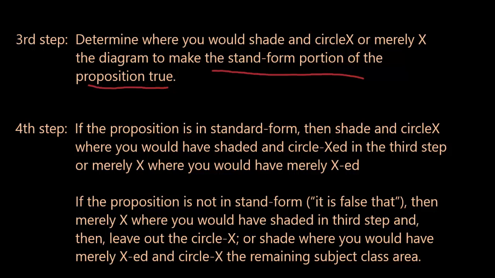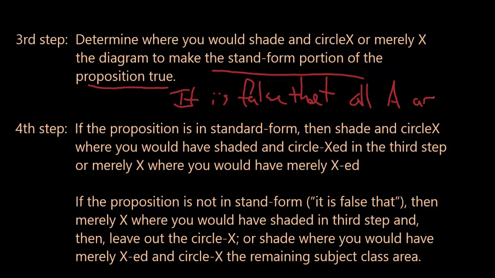Well, sometimes the propositions that we're going to deal with start with "it is false that," and then we're given a proposition in standard form. For instance, "it is false that all A are B." And what the third step is telling you to do is to ignore the part that says "it is false that," and first think about how you would diagram the part that is in standard form. In this case, all A are B.